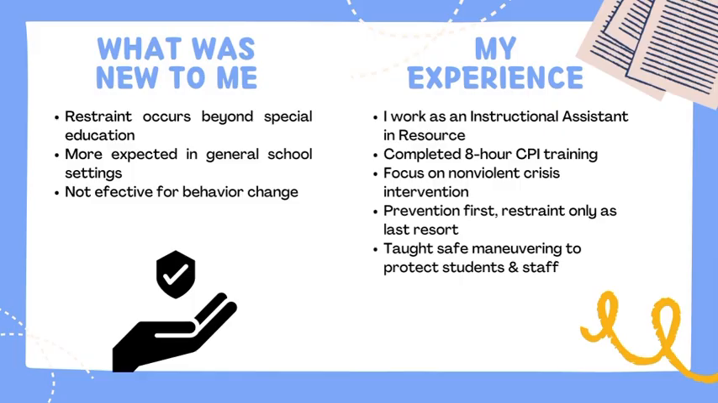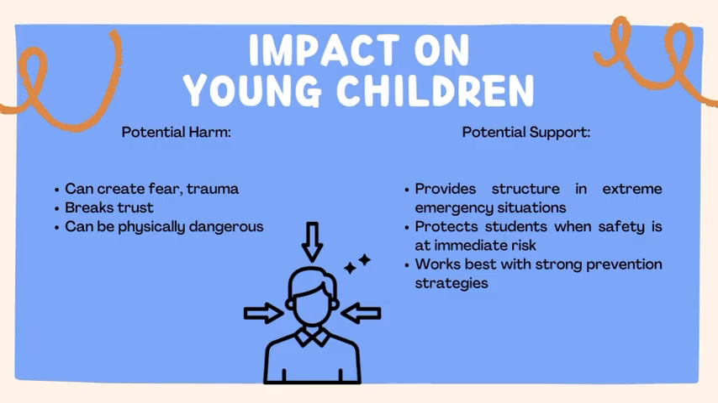For young children, restraint and seclusion can be confusing and even traumatic, especially if they don't understand what's happening. It can affect their emotional development and their trust in adults. At the same time, I understand the intention behind the policy. In extreme situations where a child might hurt themselves or others, staff need guidance on what is allowed. But these practices should always come with prevention, documentation, and follow-up.